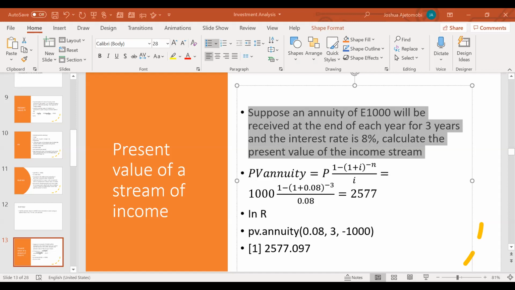Progress? Got it, Prof. Yeah, fine. I have it too. Yeah, that's great. So that's PV.annuity, 0.08, 3. Then you have minus 1,000. Straightforward. Good.